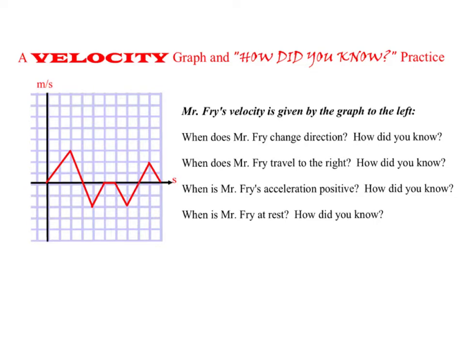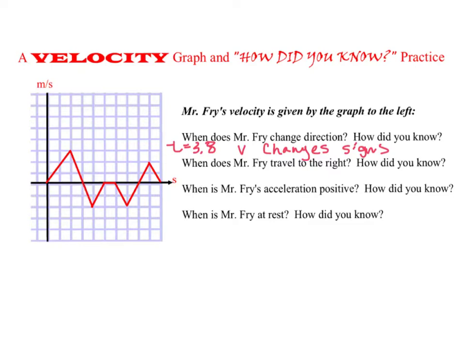Okay, so I'm going to put time 3 and 8. And how do I know that? That's where velocity changes signs. When is Mr. Fry, and again, velocity changing signs. Remember, positive velocity means forward, negative velocity means backward. So when it changed signs, we had a change in direction.